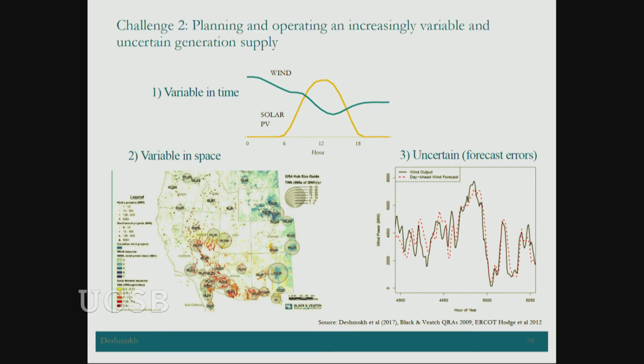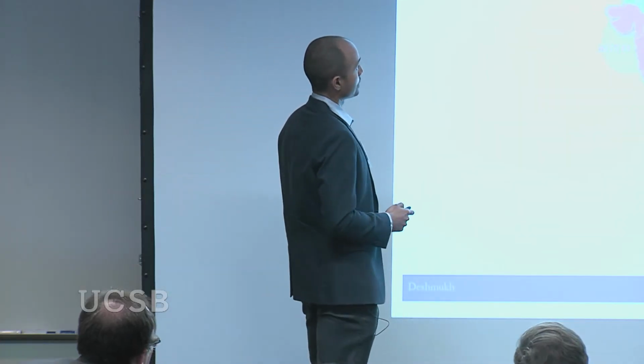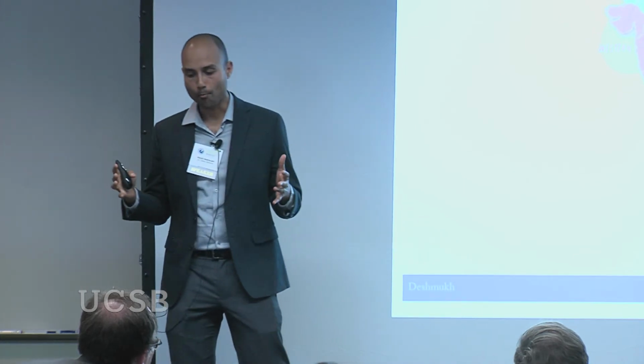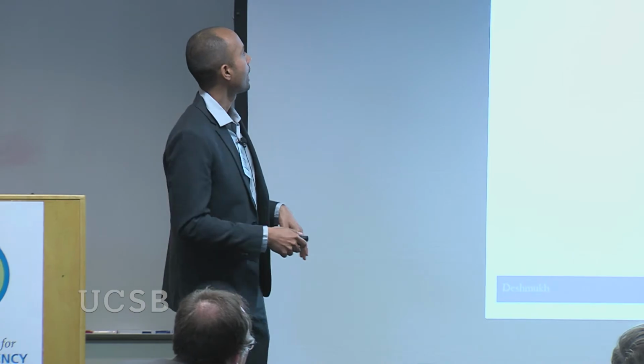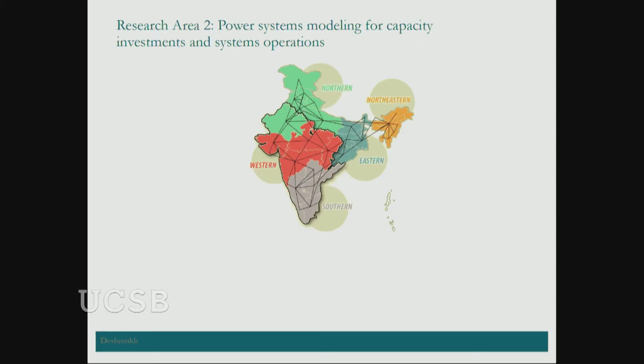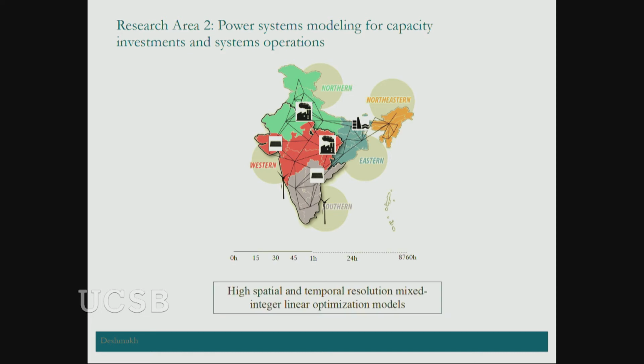So the challenge is, how do you plan and operate an increasingly variable and uncertain generation supply? So what we did was create a modeling platform called GridPath. This is an example of India's grid, a simplified one, of course, where imagine that we have all these wind and solar plants all across the grid connected at different nodes, as well as conventional generation, and of course demand. And we simulate a spatial model as well as a temporally explicit model.